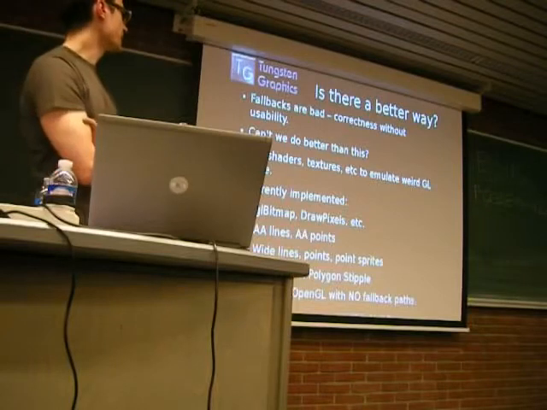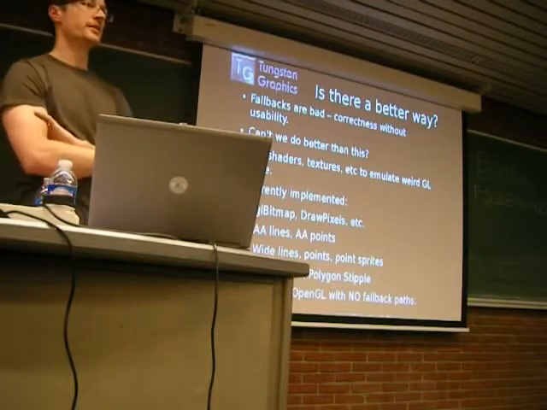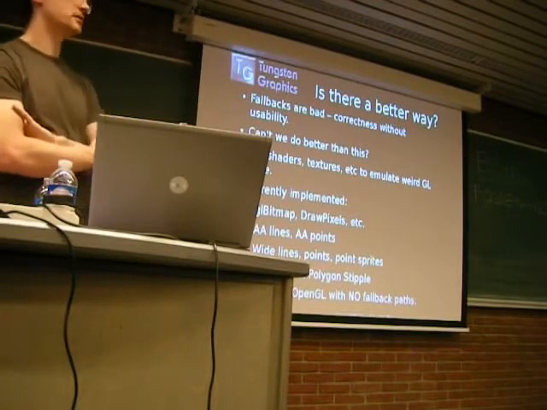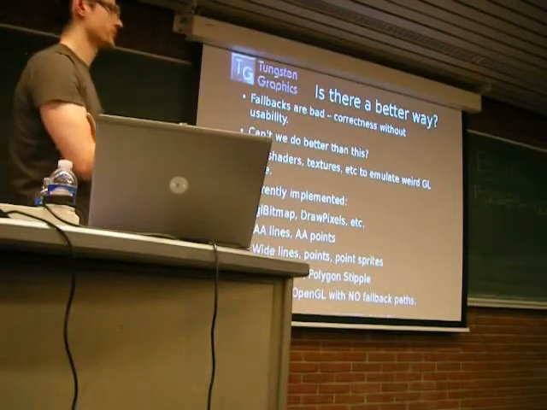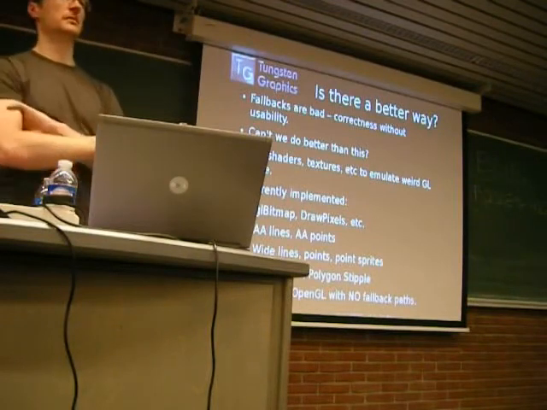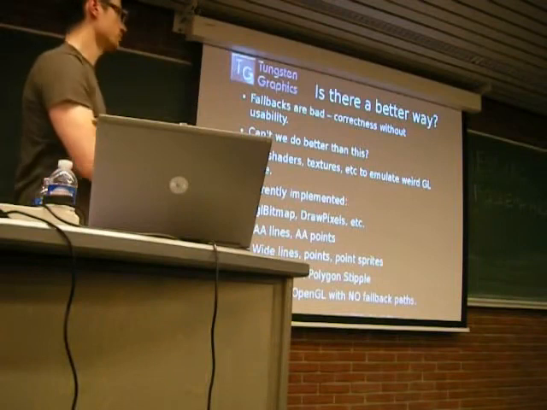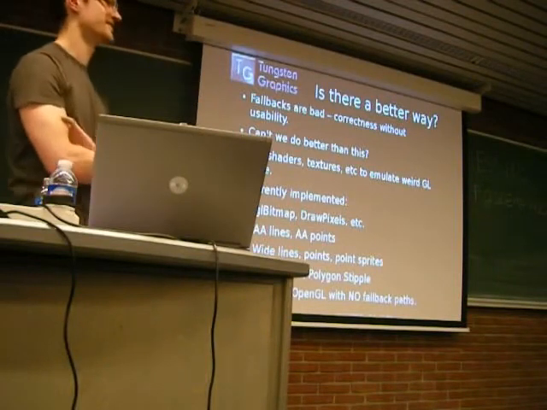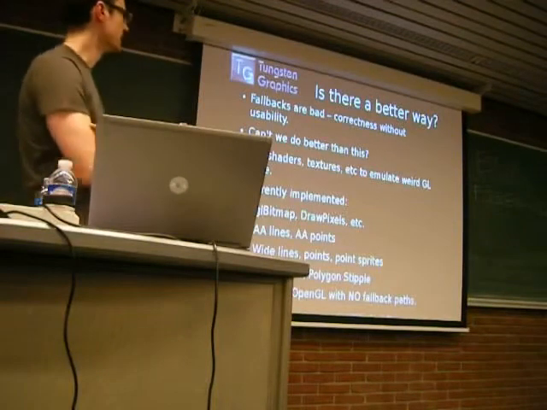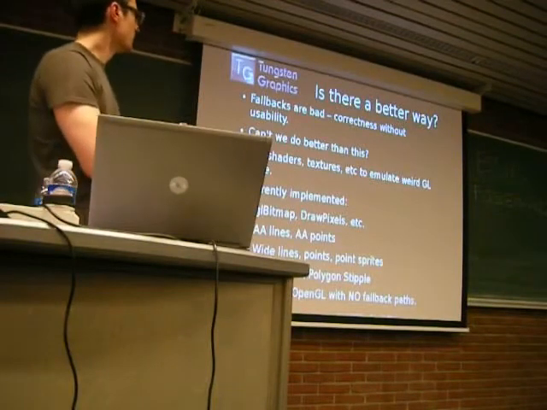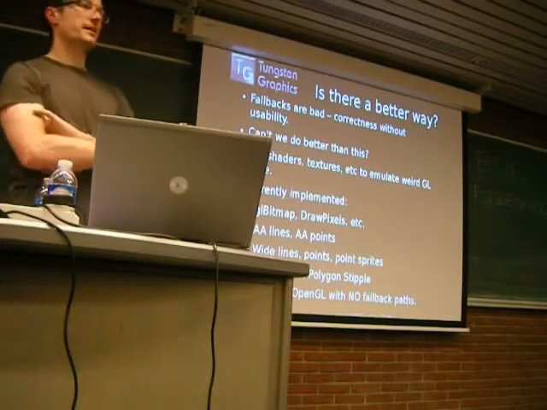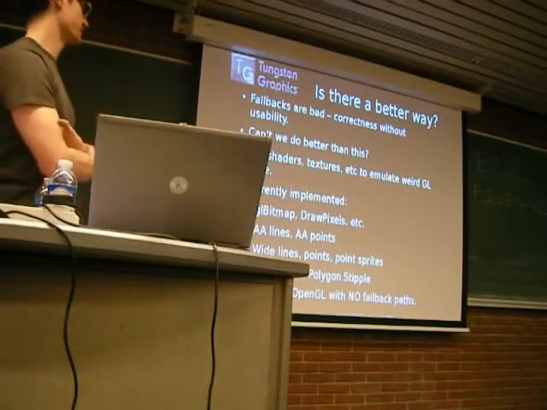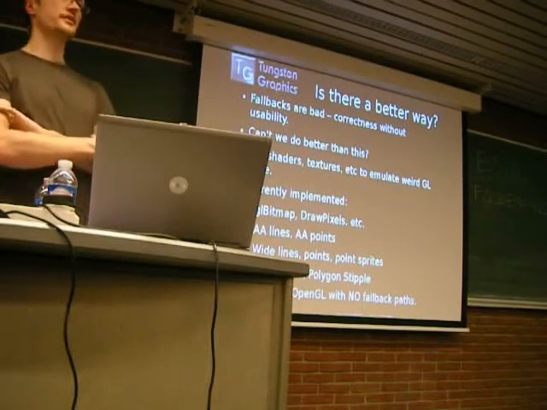So fallbacks are bad. We don't like them. Can we do better? Well, I think we probably can. We've got hardware that's Turing complete, ish. We've got smart hardware, we've got hardware that's flexible, we've got a nice layered interface.